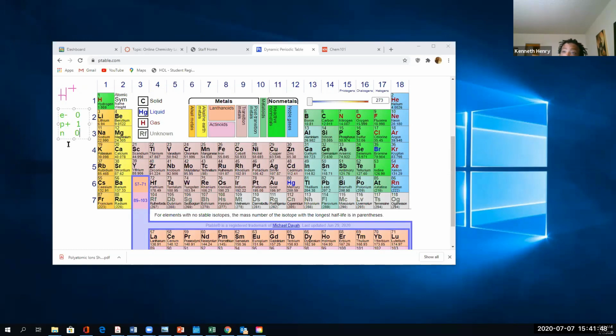Okay, so we often will call H plus a proton donor. Can you see why? Because it has one proton and zero electrons. The only thing left is the proton. So that's why it's called a proton donor.